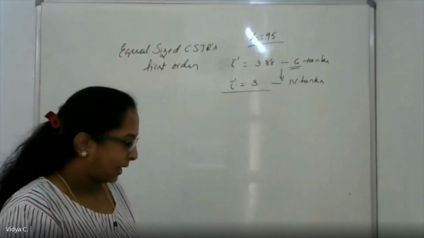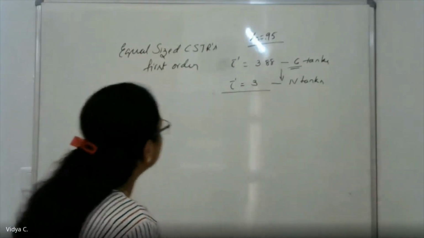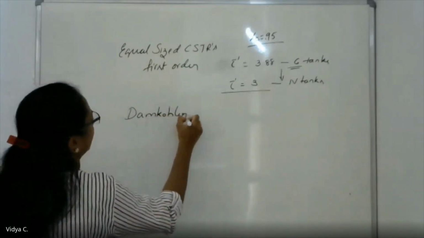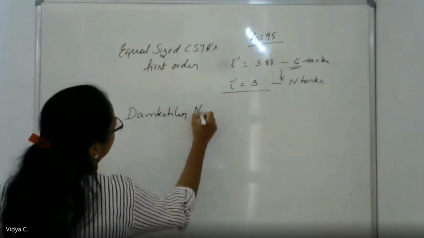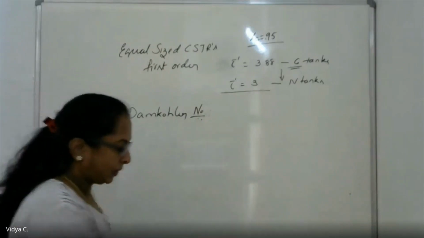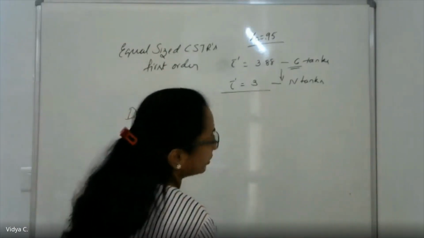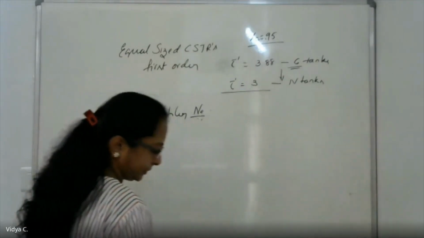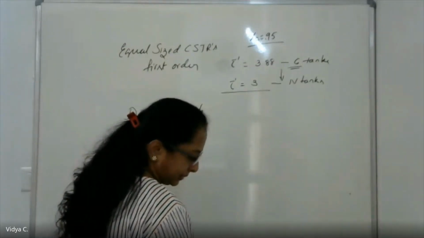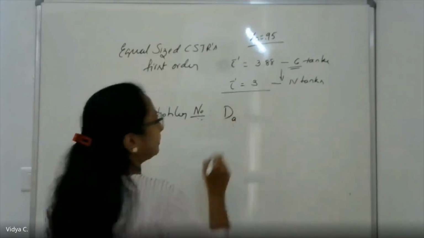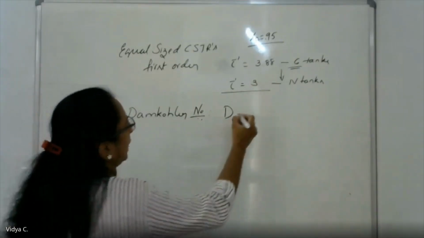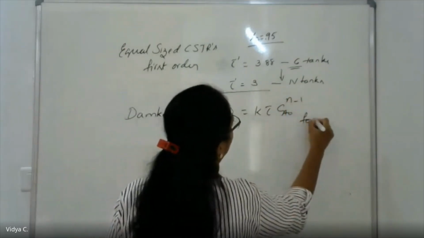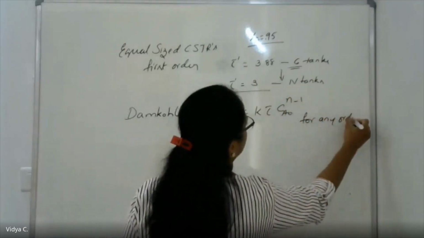That is one conclusion. And next thing is, I want to explain the Damkohler number. Damkohler, he's a German. What is this Damkohler number, and what information does this give? Okay, so this Damkohler number, I have not introduced that, right? It is denoted by Da, and it is written as K tau Ca0 to the power of n-1 for any order reactions.